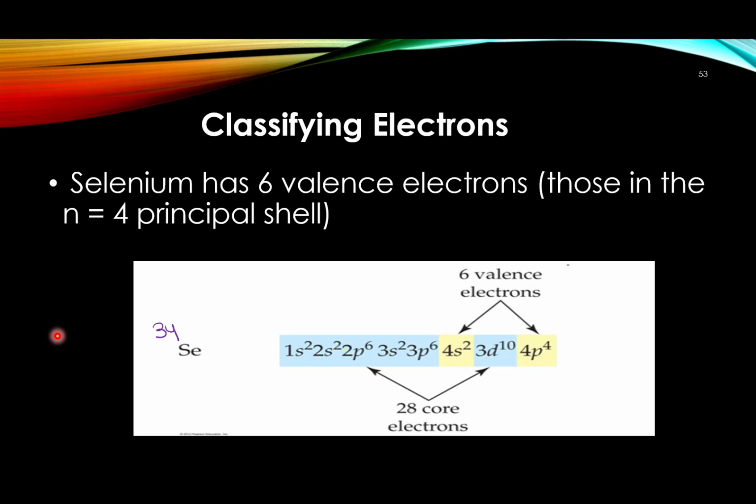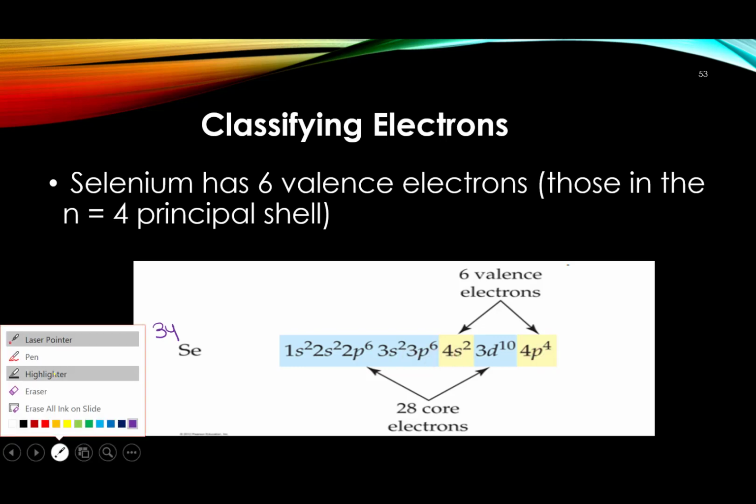How many subshells are we filling in? We are filling in principal energy level 1, principal energy level 2, principal energy level 3, and 4. Between 1, 2, 3, and 4, 4 is the highest energy level. Now, in that 4, how many subshells do we have? 4s2 and 4p4. That's why these are your valence shell.